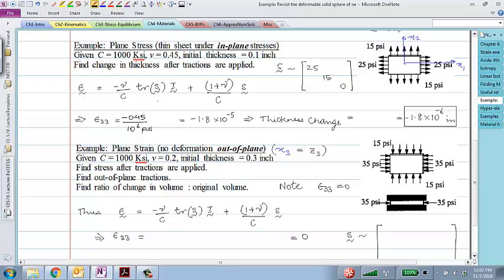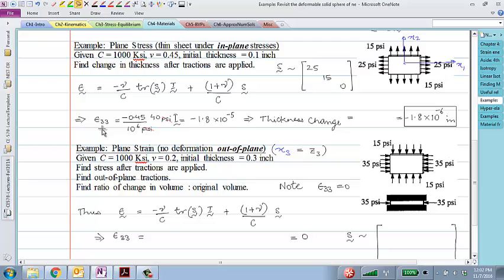Trace of S is how much? 40. So that's 40 PSI times identity. PSI's cancel off. And I think if you calculate that out, you will get minus 1.8 times 10 to the minus 5, no units, because of course strain does not have units. Which means what would be the change in thickness in the 3-3 direction? Strain times original length, right?